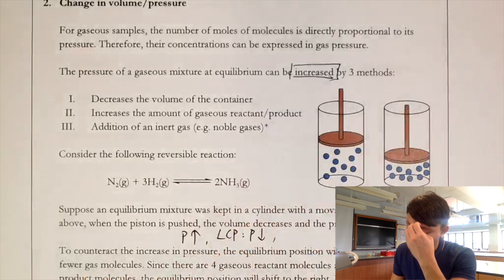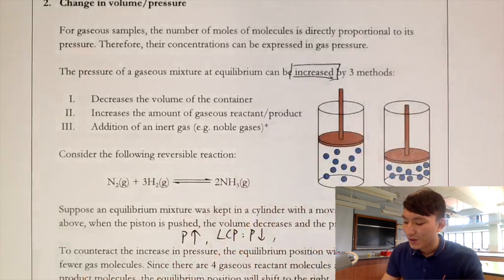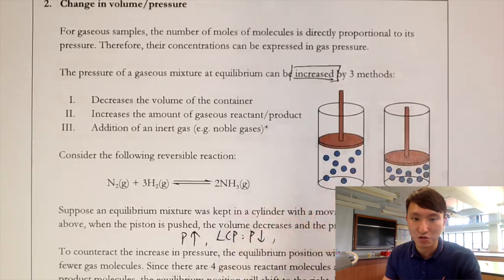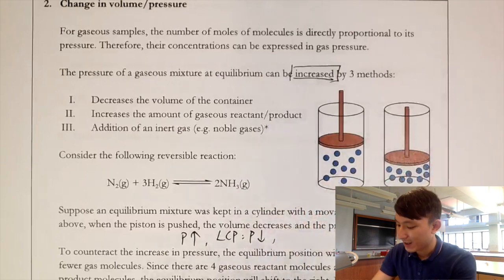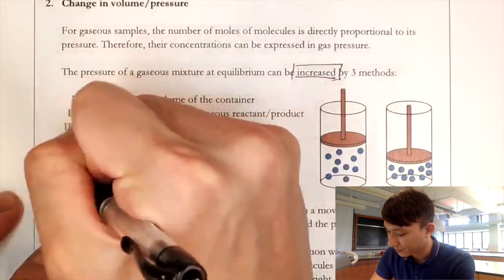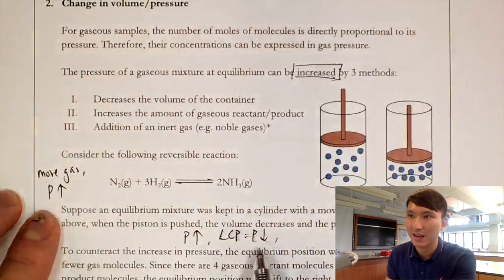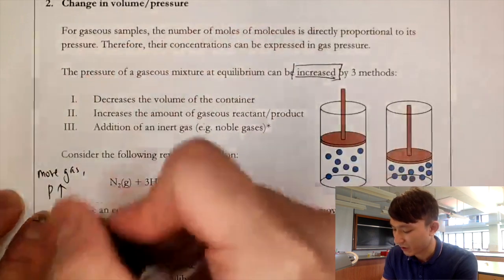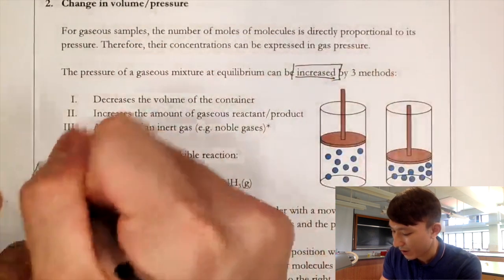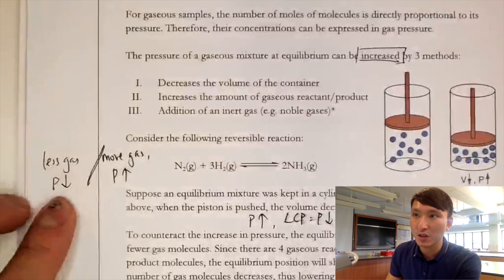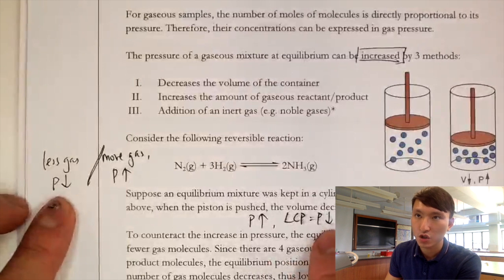All we have to do is to lower the pressure by decreasing the number of moles of gas. Okay? Because like I said, if you have more gas, then the pressure increases, right? Now Le Chatelier's principle states that it wants the pressure to decrease. So if you have less gas, then the pressure decreases, right? So basically, it wants less gas.